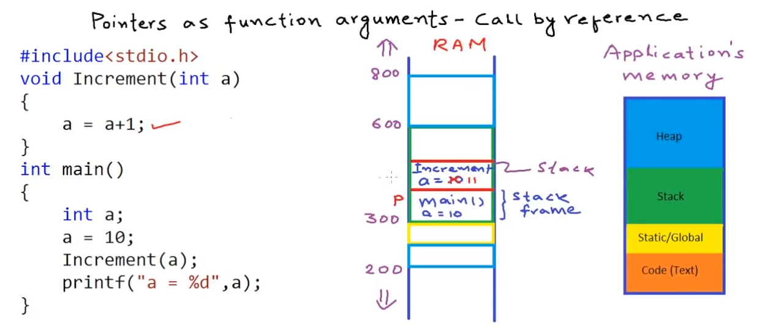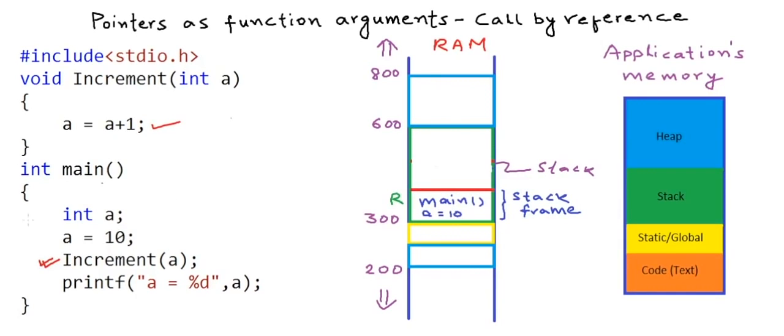When increment finishes, the control returns to the main method, and the machine clears the stack frame that was allocated for increment, and the main method resumes again. So the main method was paused at this particular instruction, increment. So the lifetime of a local variable is till the time the function is executing.